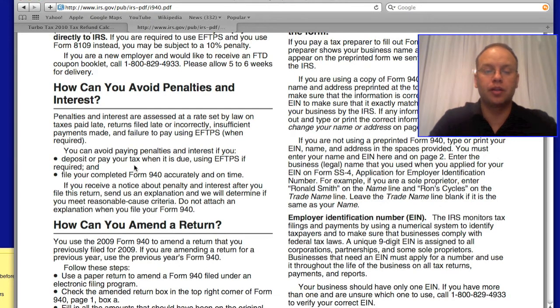I would recommend reading through this as well, how to avoid penalties and interest, because with unemployment taxes, it's very common for employers to get penalties and interest. You can avoid paying any of this if you pay by using EFTPS services, electronic payments. It's going to guarantee that it gets paid on time and is going to be the accurate amount. So I definitely recommend that.